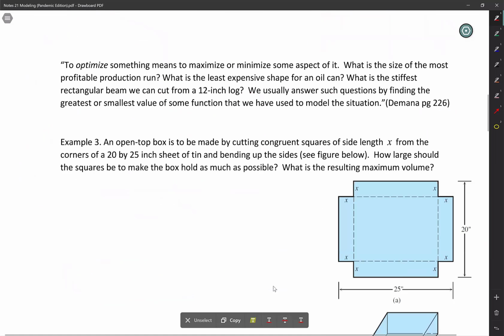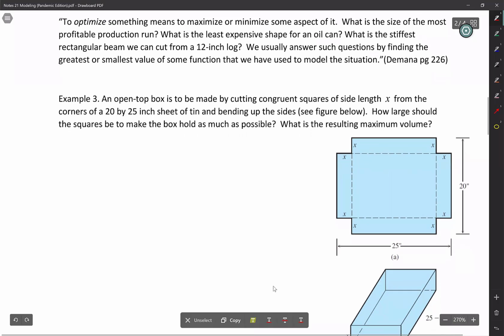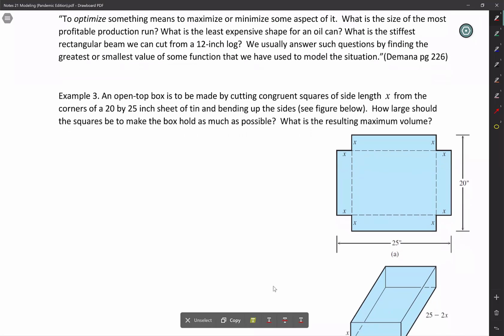Here we go. You guys ready? All right. To optimize something means to maximize or minimize some aspect of it. What is the size of the most profitable production run? What is the least expensive shape for an oil can? What is the stiffest rectangular beam we can cut from a 12-inch log? We usually answer such questions by finding the greatest or smallest value of some function that we have used to model the situation. And of course, look, I put where I found it from, guys. That's not mine. I put quote unquote.